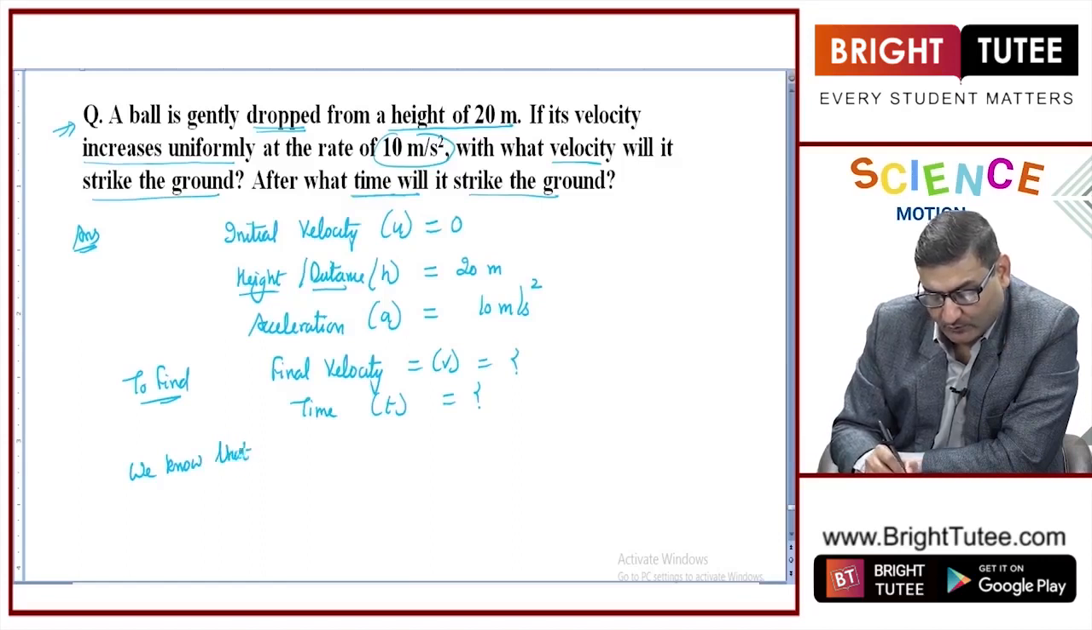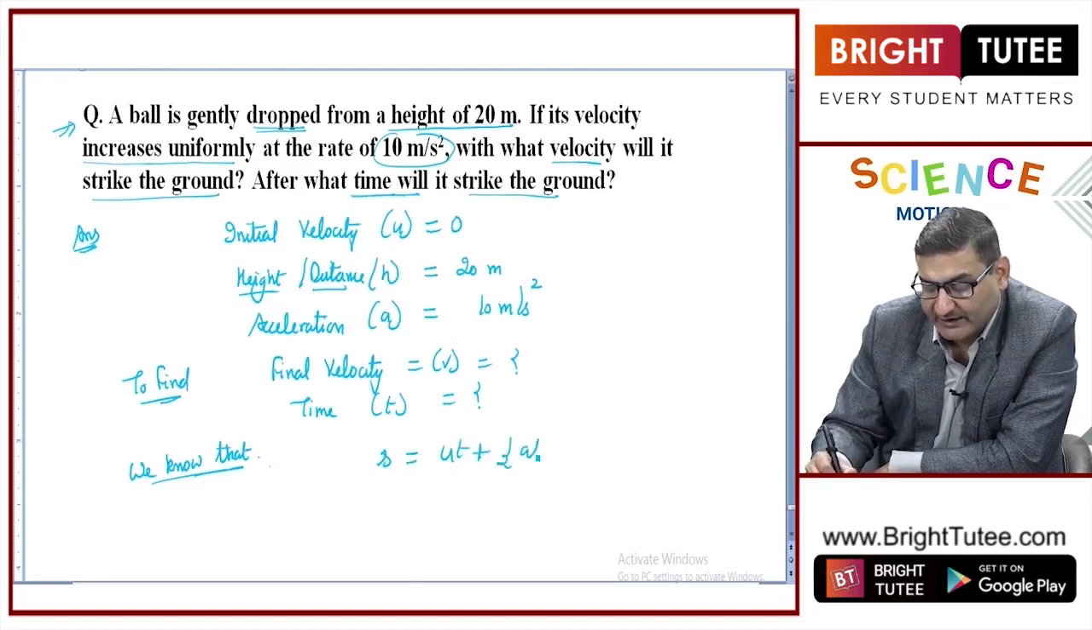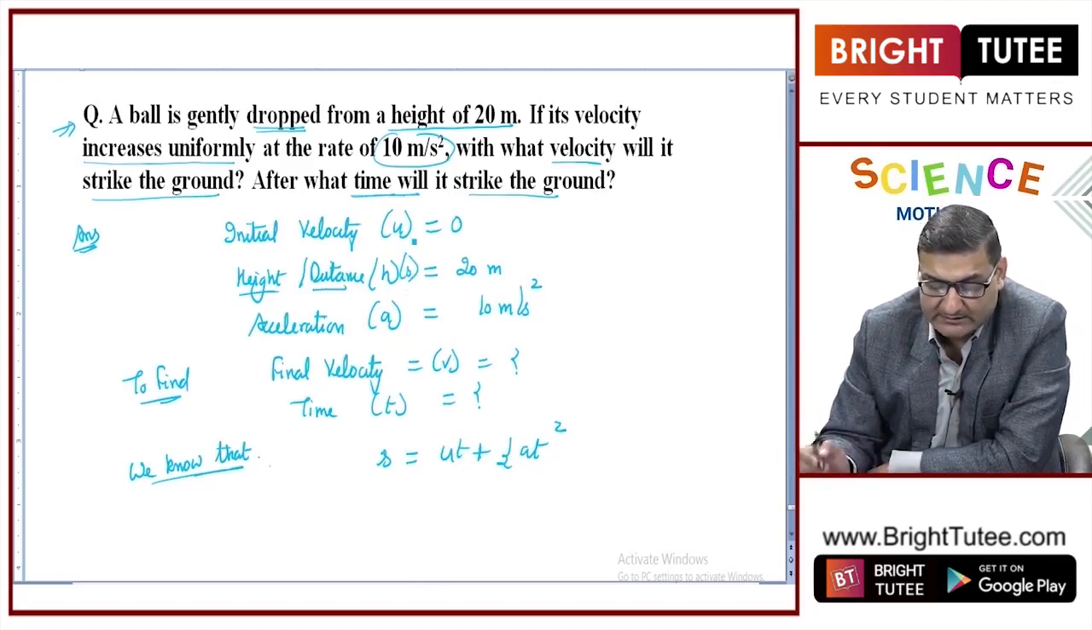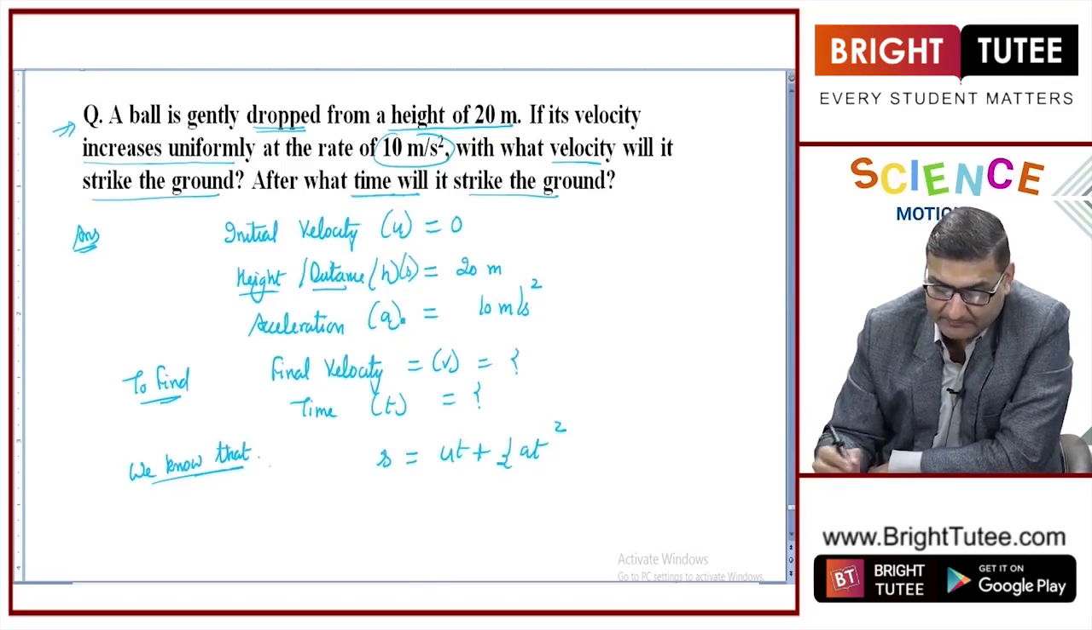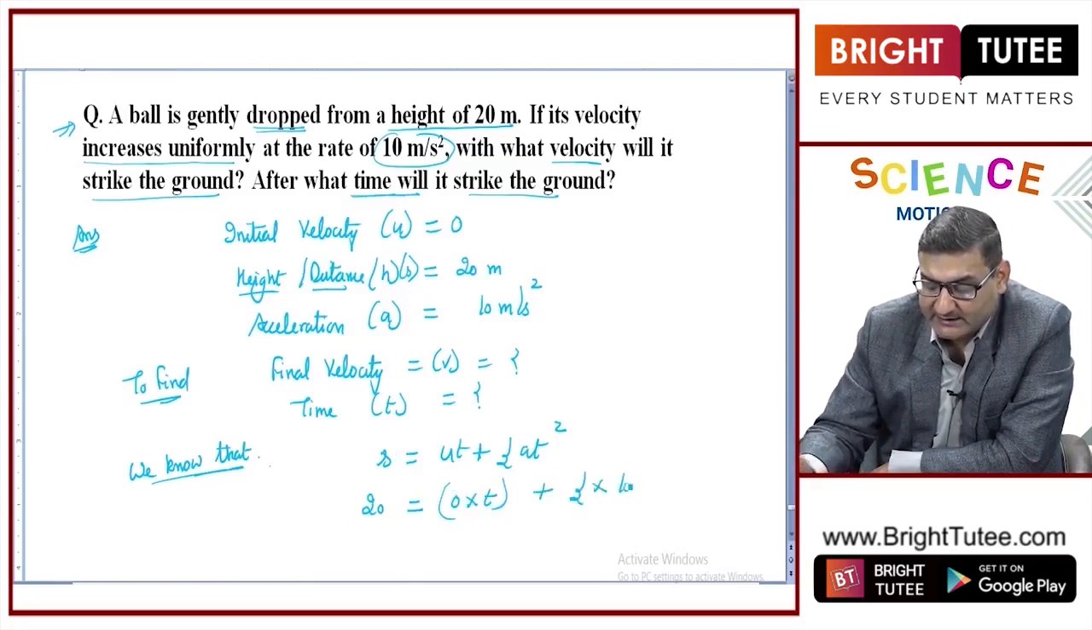We know that, first of all, we will see the time part. We know that S is equal to ut plus half a t square. S or h is given to us, u is given to us, a is given to us in the question. S is 20 meters, equal to u, which is 0, multiplied by time. Anything multiplied by 0 is 0, plus half into a, which is given to be 10, multiplied by t square.